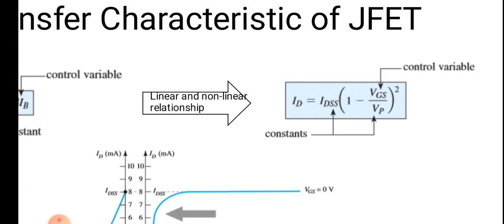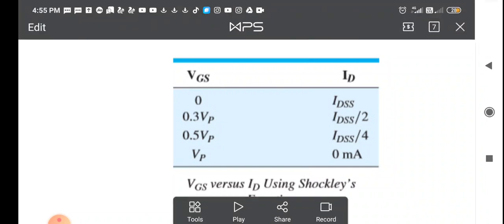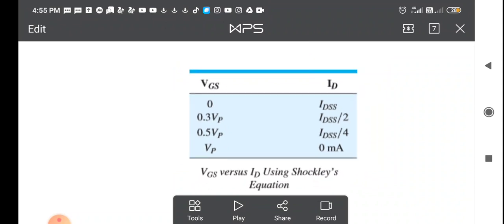So by memorizing a few values of VGS and ID, you can quickly plot this graph. Those values are: when VGS is 0, ID is going to be IDSS, which we know, and when VGS is at pinch off, there is no current, so it is 0. The first and the last values can be easily remembered, and in between, when VGS is 0.3 of VP, then ID is 1/2 of IDSS, and if VGS is half of VP, then ID is 1/4 of IDSS. So if you remember these values, you can quickly plot the transfer characteristic.